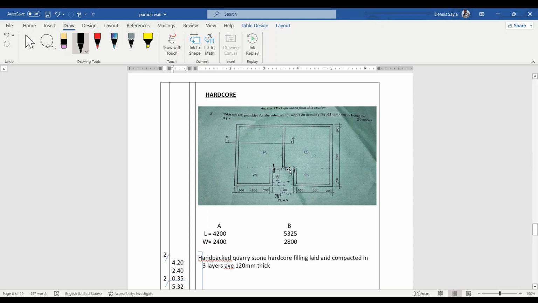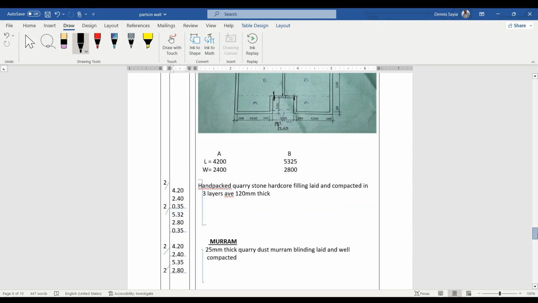And then the width, of course, is 2400 plus 400, that gives us 2800. Now let's book for those ones. So we have 4.20, 2.40, 0.30 for the hardcore.